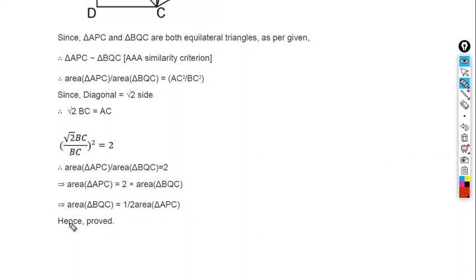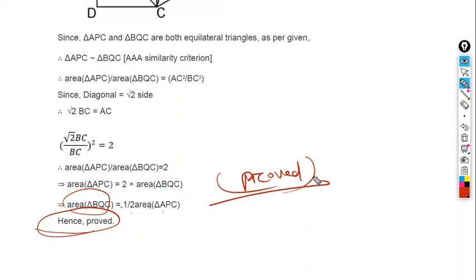Hence, we have proved. The question has asked us to prove area of triangle BQC equal to 1 by 2 area of triangle APC. Hence proved. Yes.